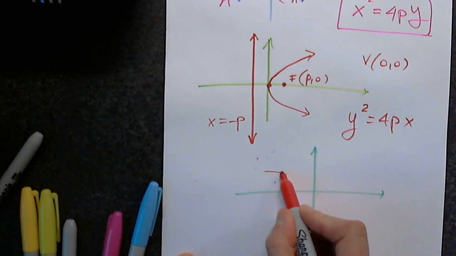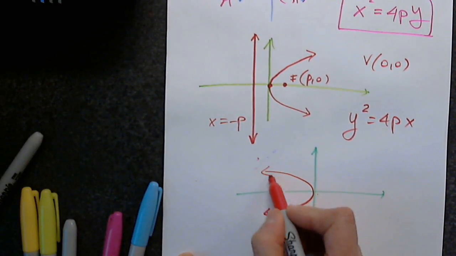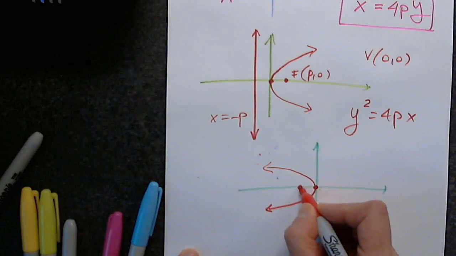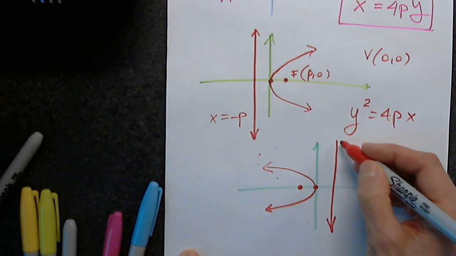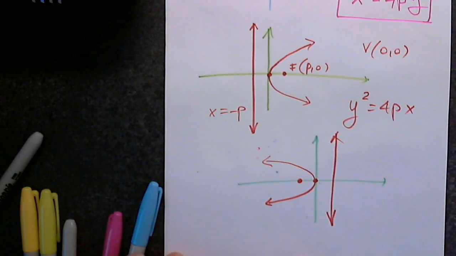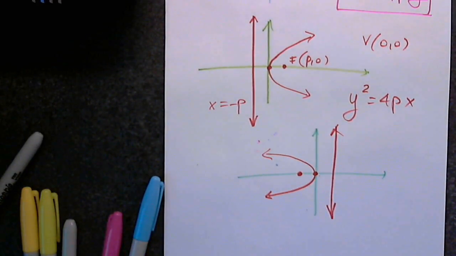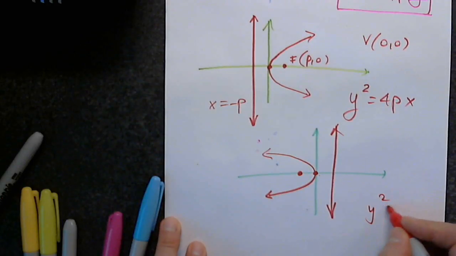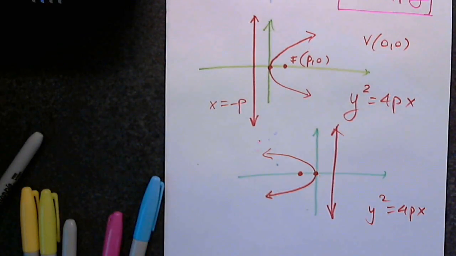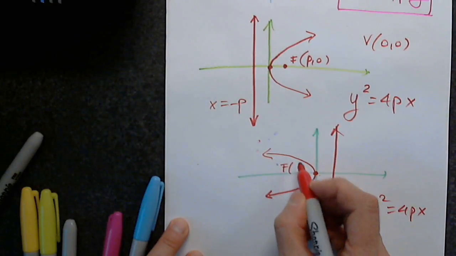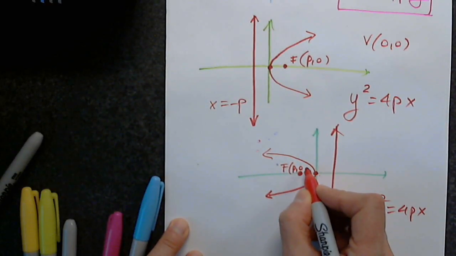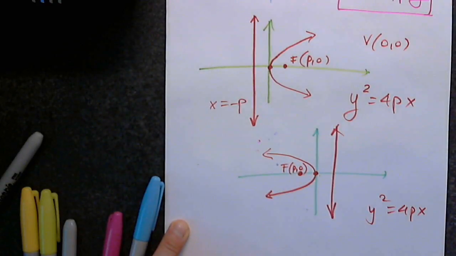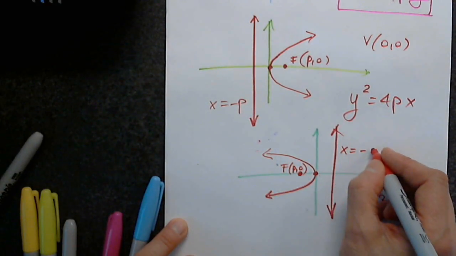Here's the last possibility. The vertex is the same, the focus, and of course, the directrix. And of course, the equation. Can anyone give us what we have to write? y squared equals negative 4px. Still 4px, because p will be negative. Oh, okay. So F is (p, 0). I meant to write, yes, that's what I meant to write. And then x equals negative p.